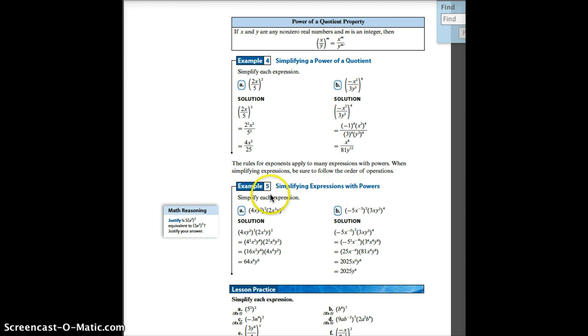Okay, so let's go to example 5 here. Simplifying expressions with powers. When simplifying, if they line them up, you need to do the powers first. Go ahead and apply those exponents first. After that, you can multiply, but you have to do the powers first. You distribute those powers. So 4 to the 2nd is 16, x to the 2nd, y to the 4th. And then this one would be 2 to the 2nd is 4. 3 times 2 is 6. y to the 6th. And then you would multiply. Same thing goes with that one.